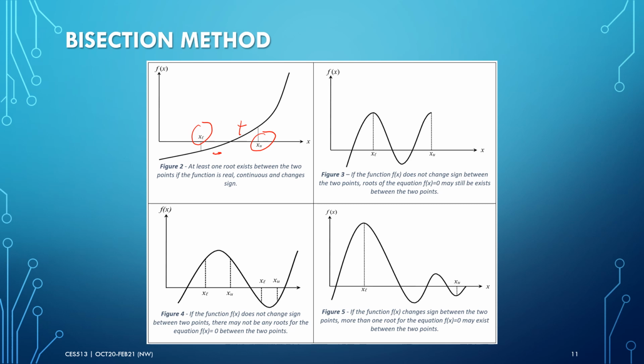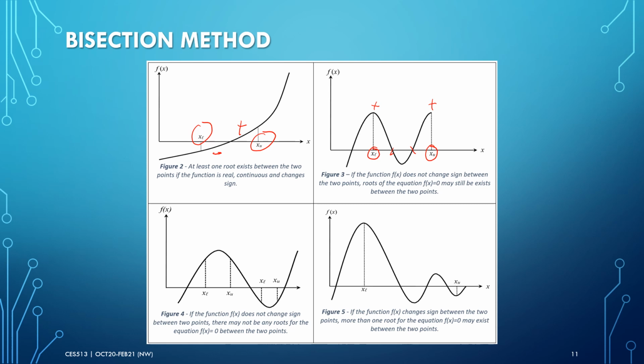Okay, for figure 3, if the function f(x) does not change sign between the 2 points, you can see here the lower bound is positive and the upper bound is also positive. That means the sign is not changed. Roots of the equation may still exist. Okay, if you can see, we may have 2 roots here between the 2 points.